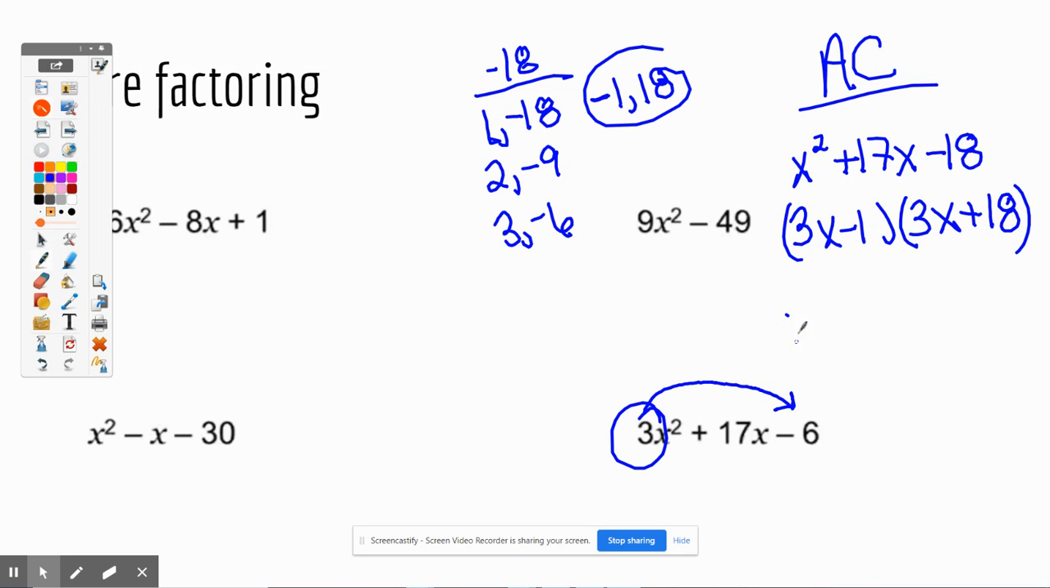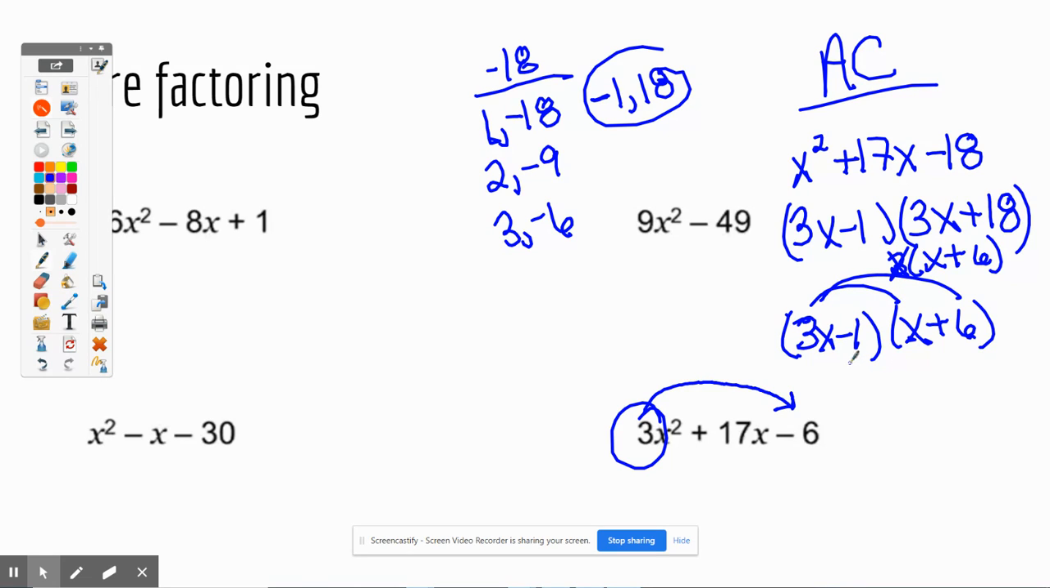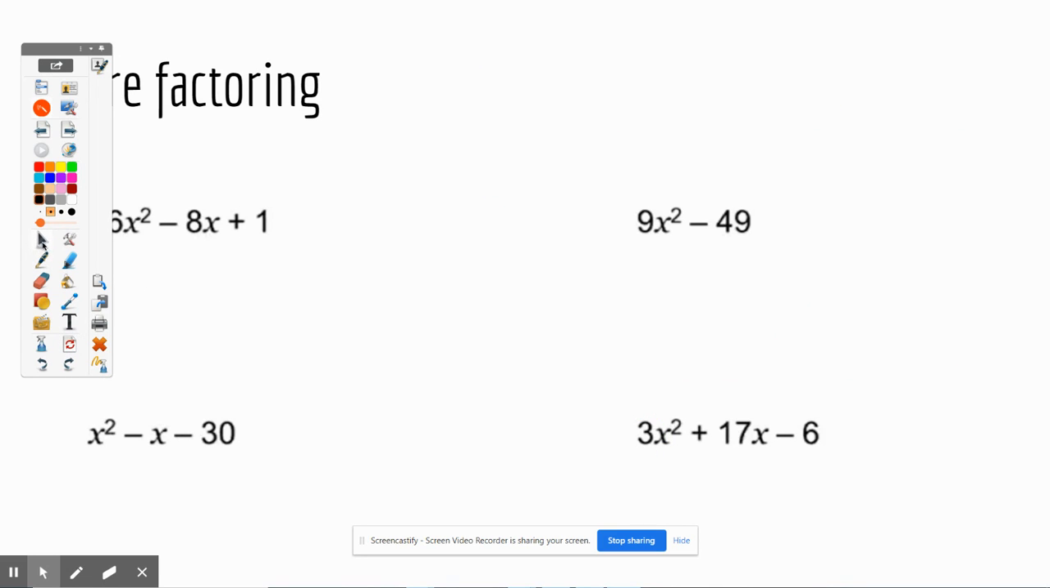The 3x minus 1 will not change, but the second one has a GCF of 3 in it. So if I pull out the GCF of 3, I'm just left with x plus 6. I'll throw that 3 away, and I get x plus 6 as my second factor. So 3x squared plus 18x minus x minus 6 will give me what I'm after, 3x squared plus 17x minus 6.